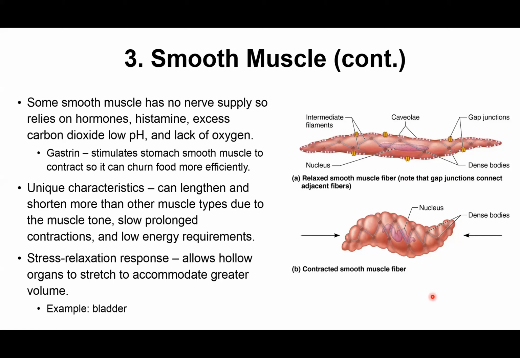Additionally, we have this stress relaxation response. The greatest example that I have for you is in the bladder. When the bladder is full, it allows the muscle to actually relax a little bit, which will allow some more stretch, thus being able to hold more volume. So these are just some cool, fun facts about smooth muscle.